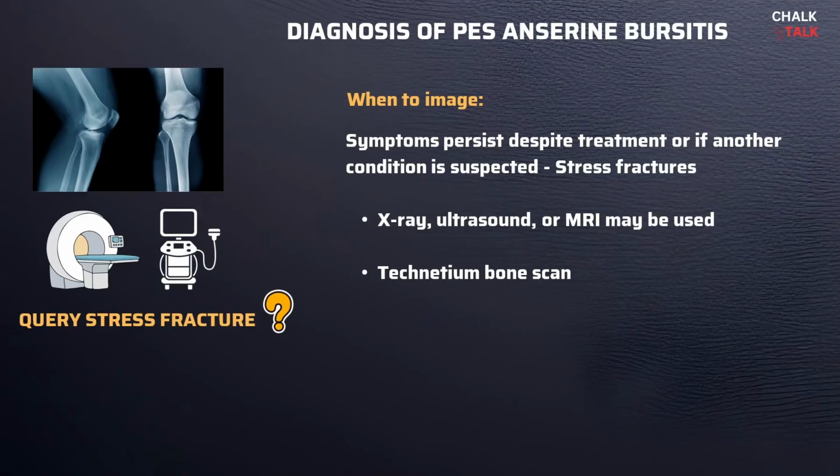While Pes Anserine bursitis is usually diagnosed clinically, imaging becomes important if symptoms persist despite treatment or if we suspect another condition like a stress fracture or a meniscal tear. Options include an X-ray, ultrasound, or MRI, each helping to visualize the bursa or rule out other issues. In some cases, a technetium bone scan may be used, especially to check for a tibial stress fracture, which can sometimes mimic or accompany Pes Anserine pain. The choice of imaging depends on symptoms, severity, and the clinical scenario. Ultrasound can also help exclude cystic lesions, while MRI is highly sensitive and very useful if further evaluation is necessary.